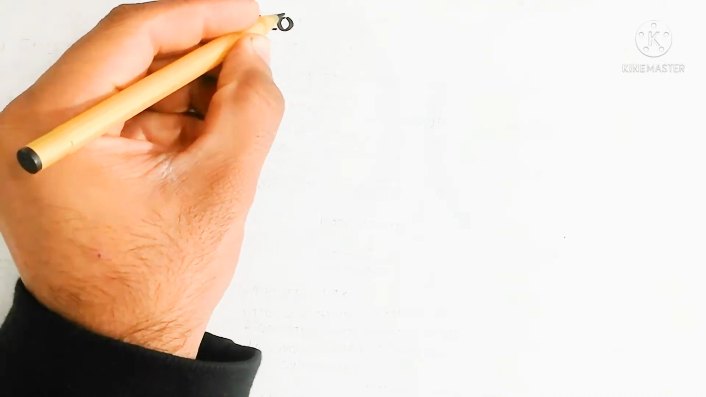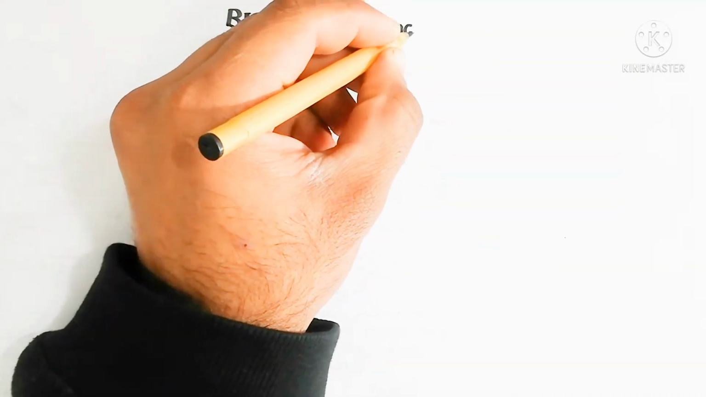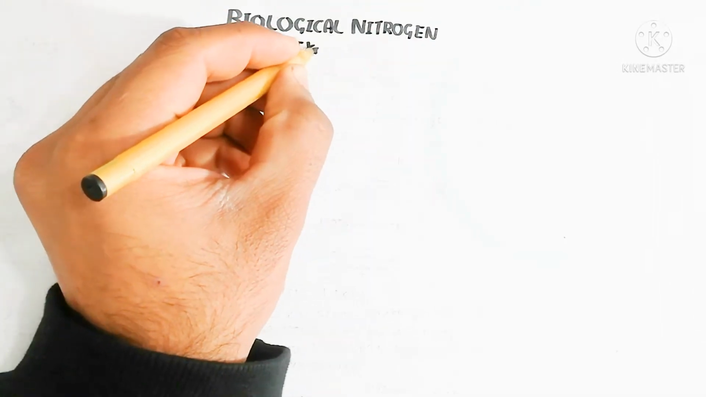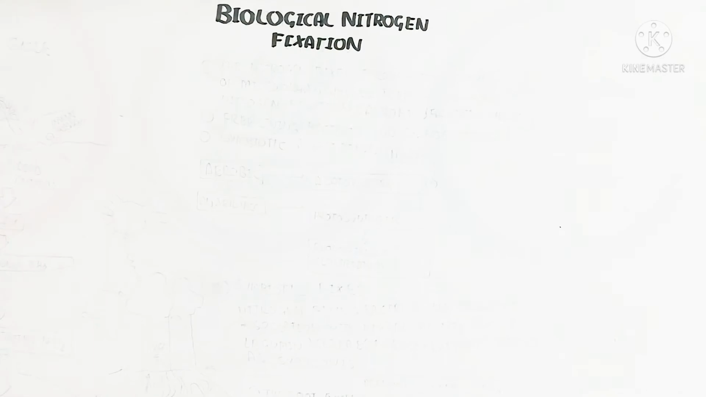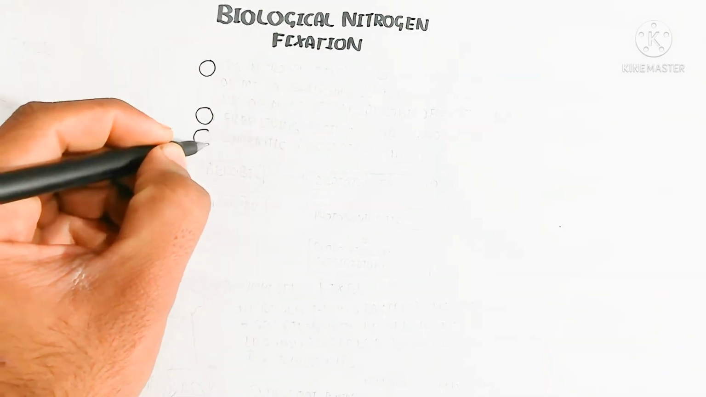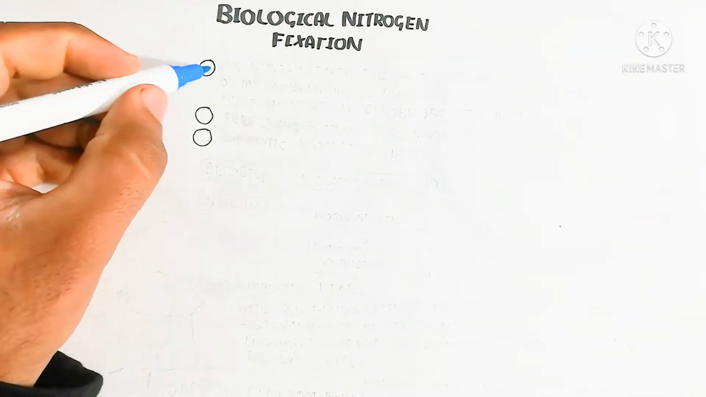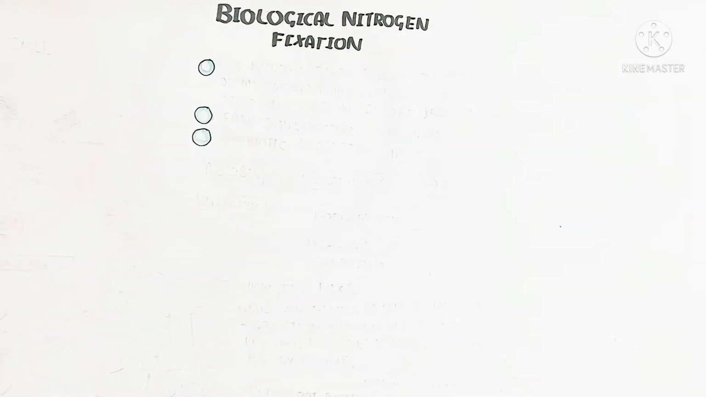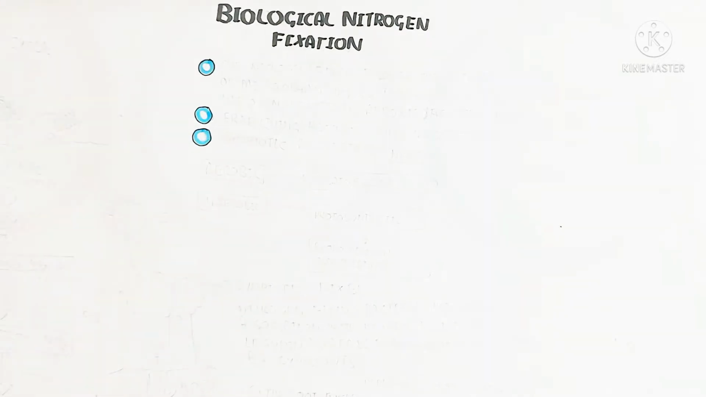Hello, in this video we will discuss biological nitrogen fixation. Biological nitrogen fixation means that living organisms fix gaseous nitrogen into amino acids, DNA, etc. Living organisms are made up of nitrogen, carbon, oxygen and hydrogen. So let's begin to understand what nitrogen is.